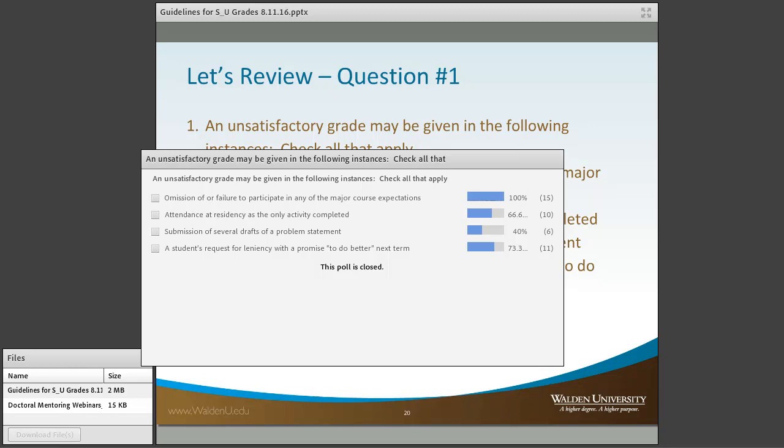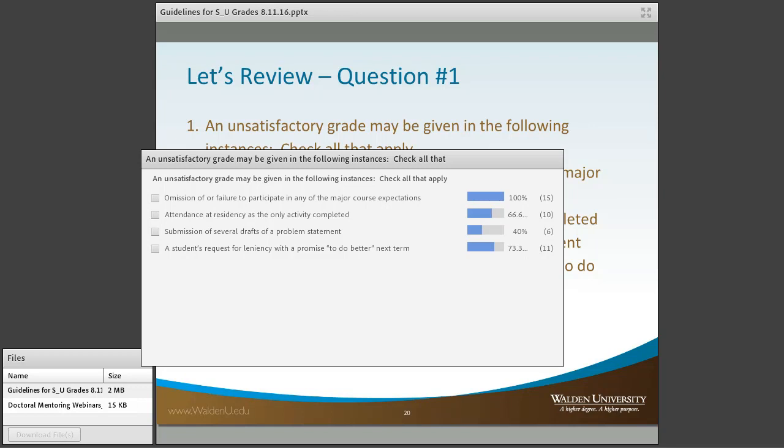And Deborah, do you want to talk a little bit about this question and the responses? Certainly. Yes, as we've mentioned, students do need to participate in all of the major course requirements. And I believe Laura also pointed out earlier that if the only activity that the student completes is attendance at a residency, that would not be sufficient in and of itself.